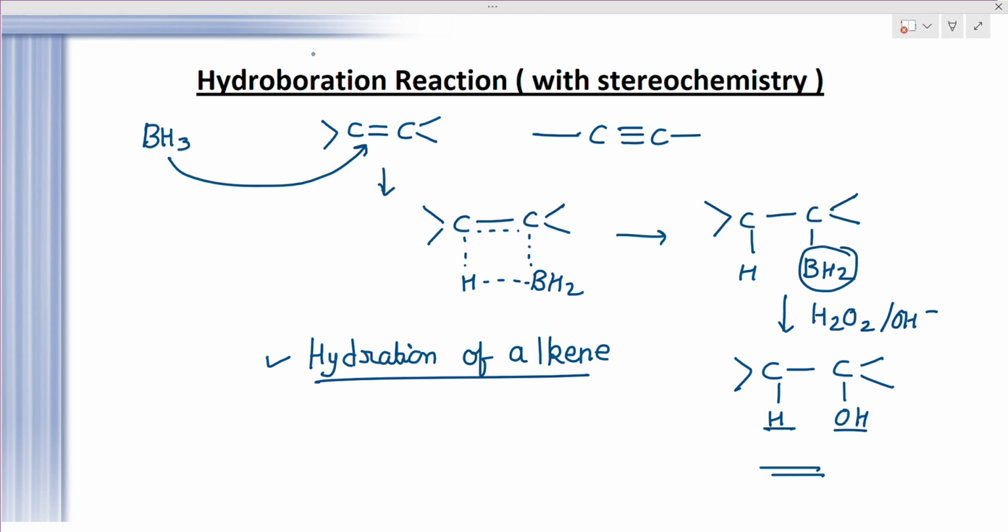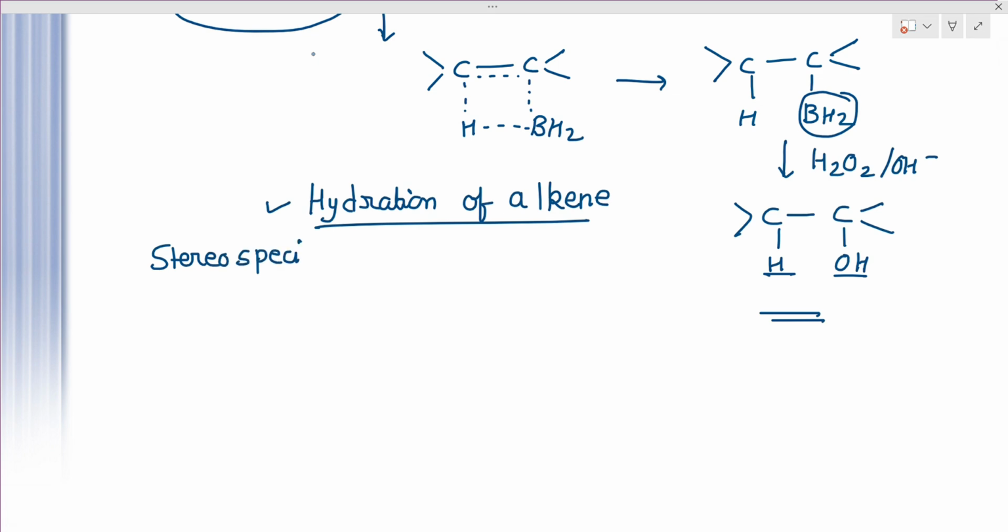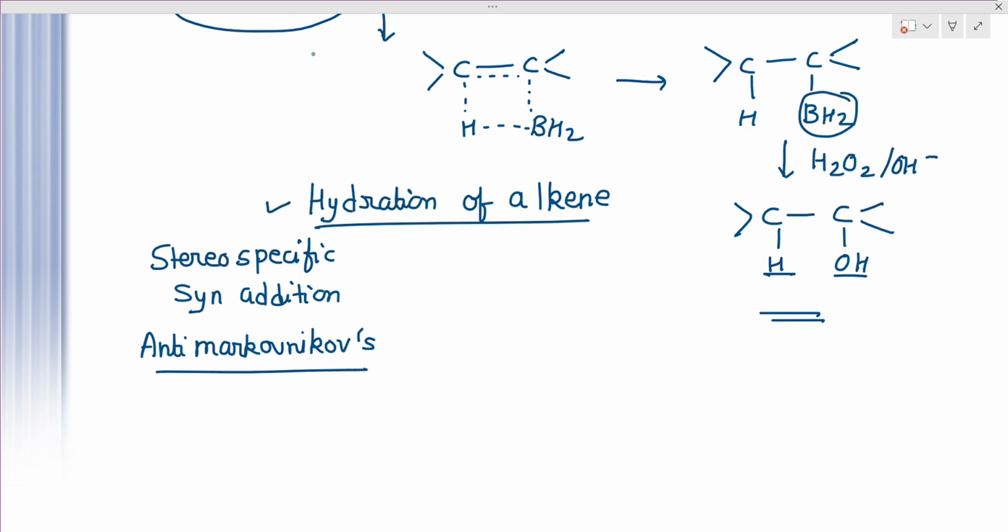And what are the characteristics of this reaction? See here, this is a stereospecific reaction, one thing. And we are getting a syn addition product, second thing. And the addition is happening according to anti-Markovnikov's rule. It means the reaction is not following Markovnikov's rule. So these are the three important things that we should know about this reaction.